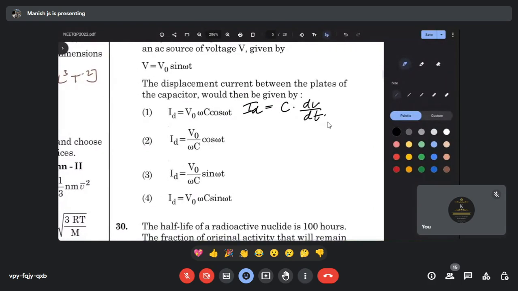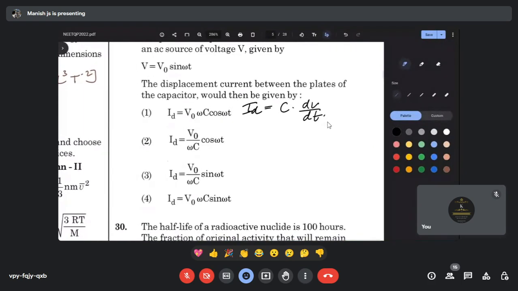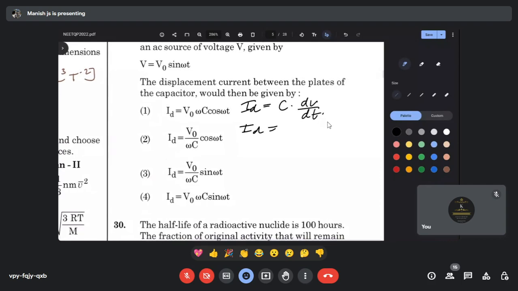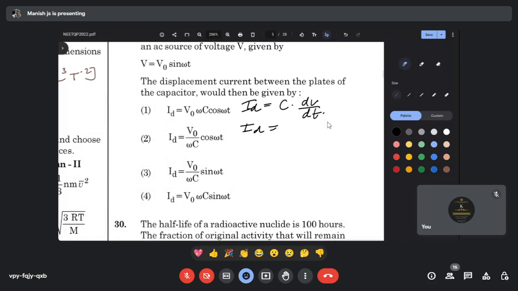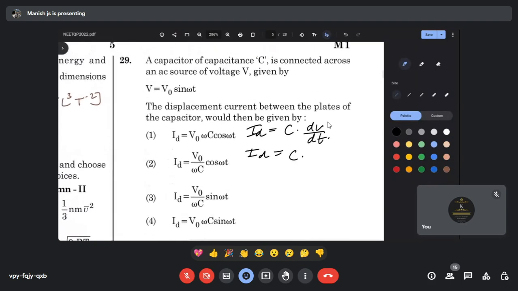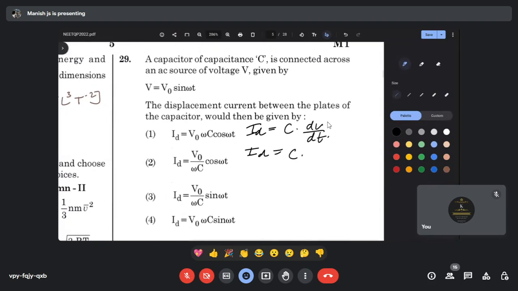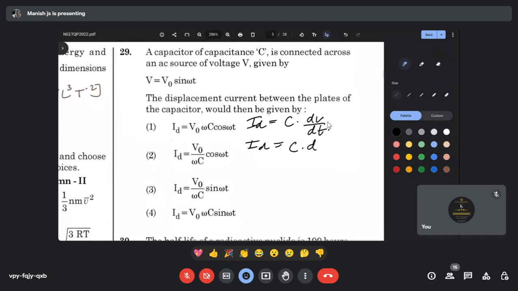So what is the capacitance relationship? You know that the displacement current I_D can be written as C dV/dt. Substitute the value appropriately. So C times dV, and the V term is what they have given us there. V not sin omega t is given. So d by dt times V naught sin omega t.